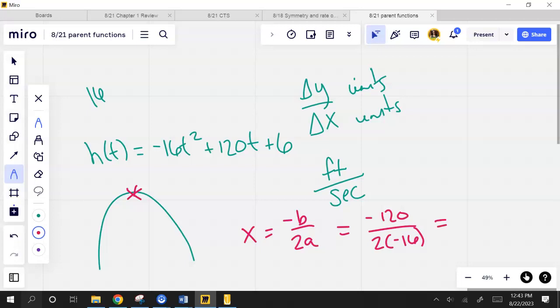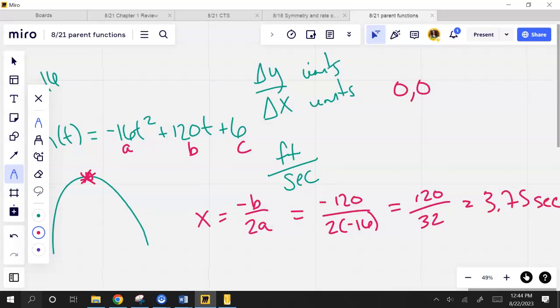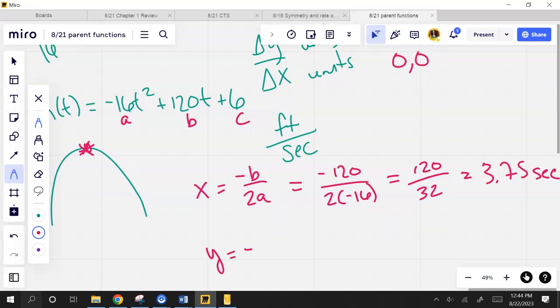How do you find the vertex of a quadratic? Opposite b over 2a. That's where the maximum is going to occur. Maximums and mins always occur at vertices. Because it said find the average rate of change from the initial launch to the maximum height. So 120 divided by 32, what do you get? I need the y part so that I can find the average rate of change. Plug it in, that's exactly right. What do you get?